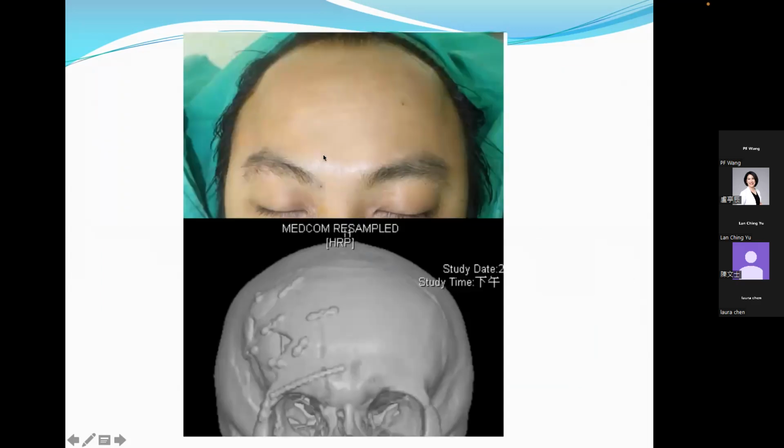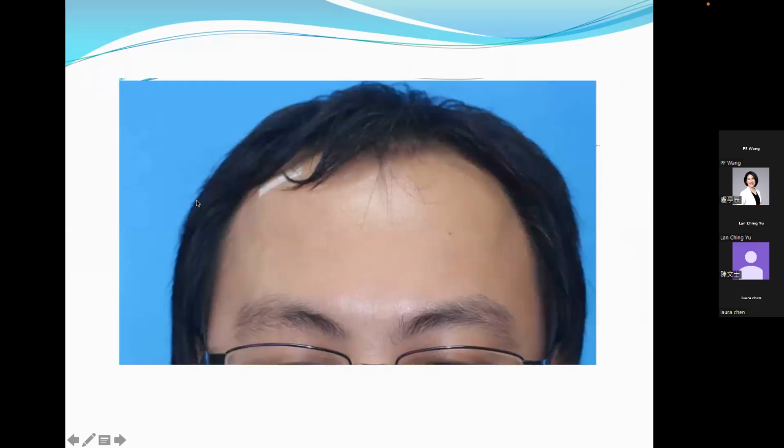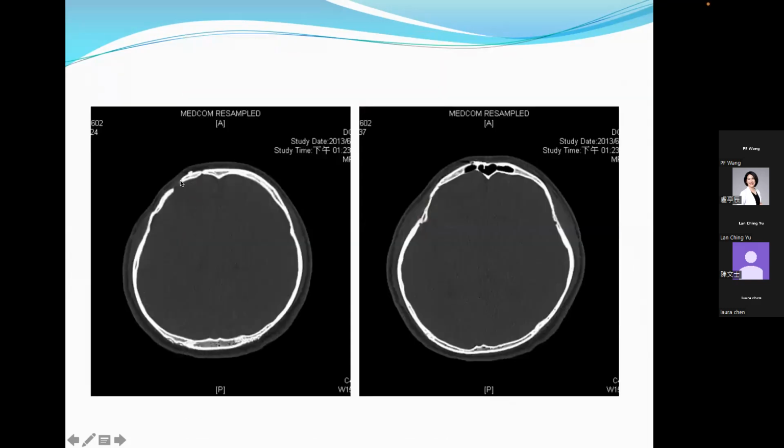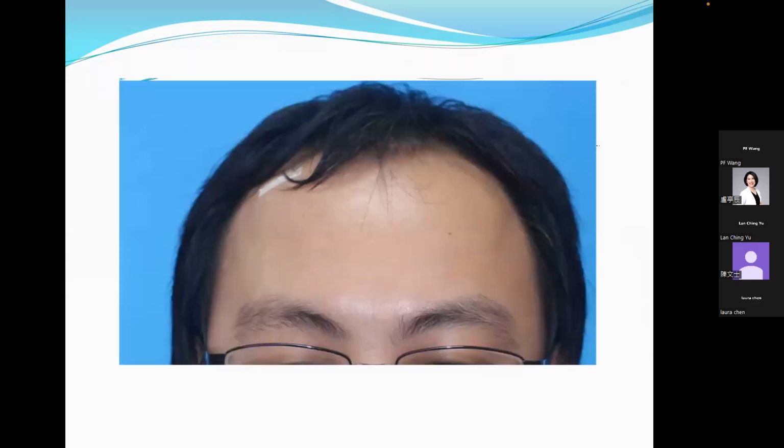We can use it for temporal hollowing after cranioplasty. And you can see this gentleman, the scar still has a defect. But if we inject very superficially, then you can fill up the depression area safely with the fat injection. And this is after surgery.